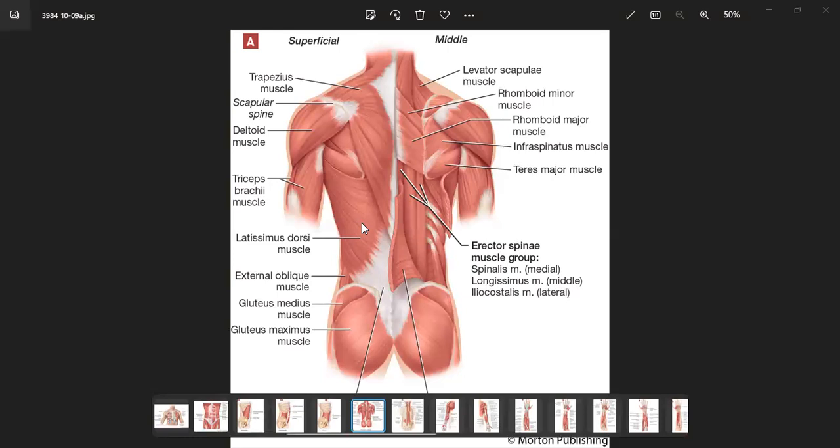We've mentioned the latissimus dorsi. This extends and adducts the humerus. This is a superficial back muscle. It originates on the lower spine as well as the iliac crest. It will insert on the proximal humerus.